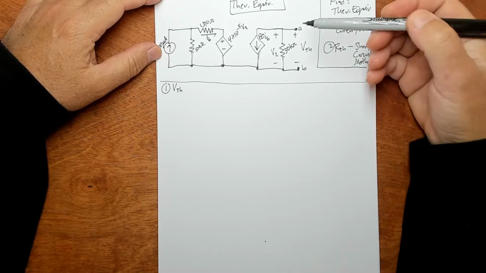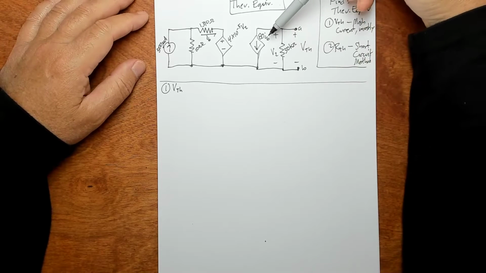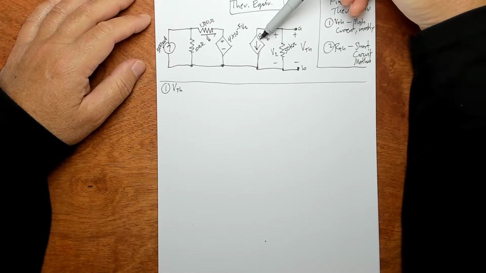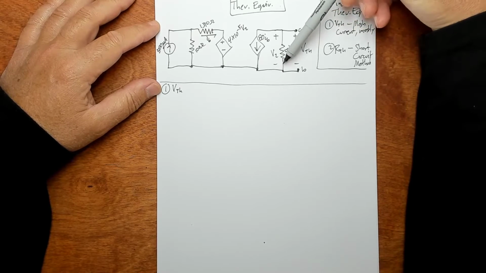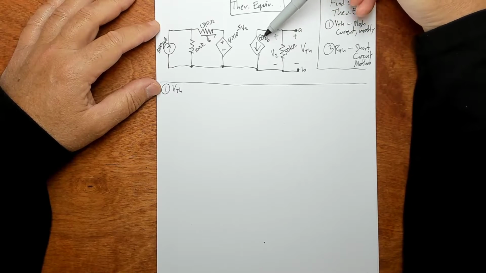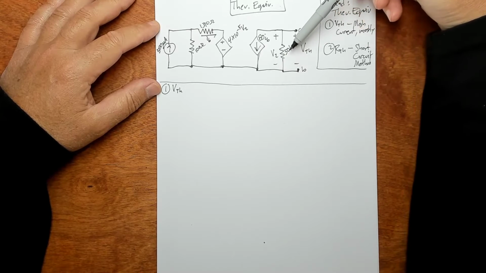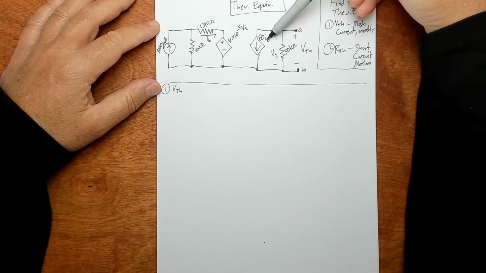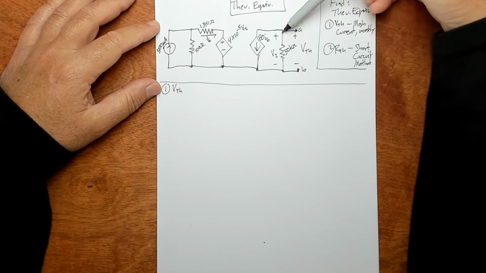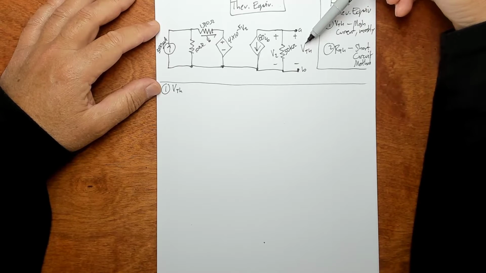Well, look at this thing. If we knew what I beta is, we could get this current, and that current's going around here. That's the only current going through this resistor. So if we had I beta, we'd have this current, and then with this resistance we could find the voltage here by Ohm's law. So if we had I beta, we could find this voltage, which is basically V Thevenin.